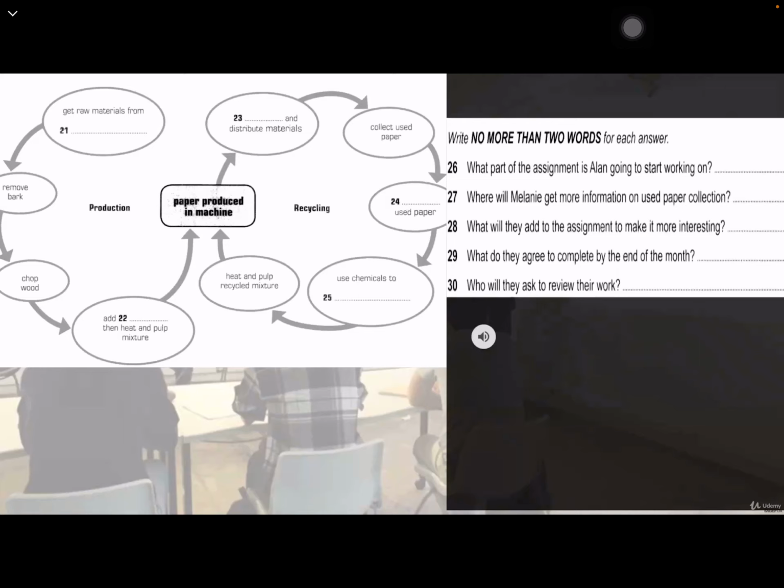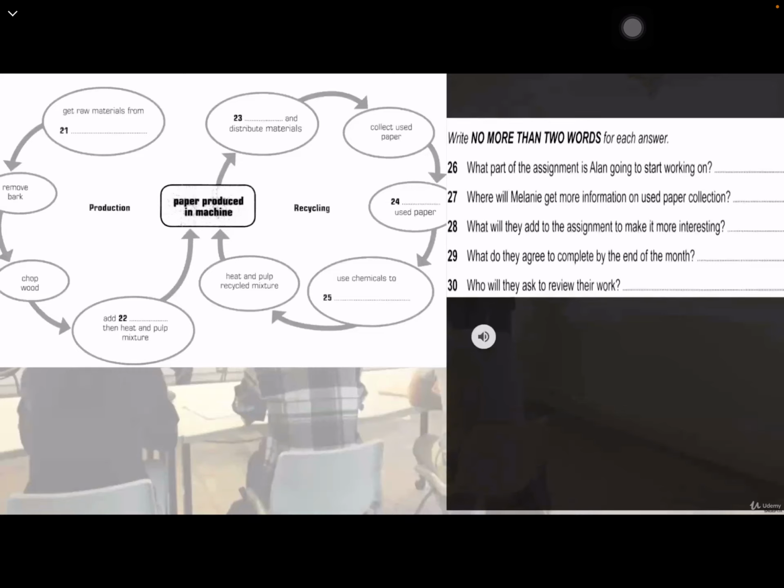Okay. And then the bark is removed from the outside of the tree, and after that, the wood is chopped up. That's the first 3 stages. It sounds a bit complicated after that. It says water is added, and then the mixture is heated and made into pulp. This will be the thick paste that is used to make paper.